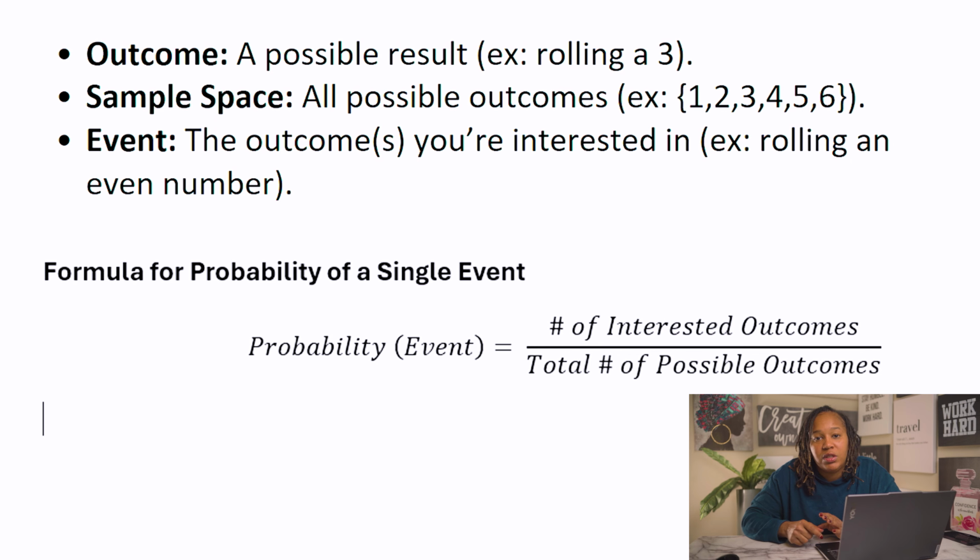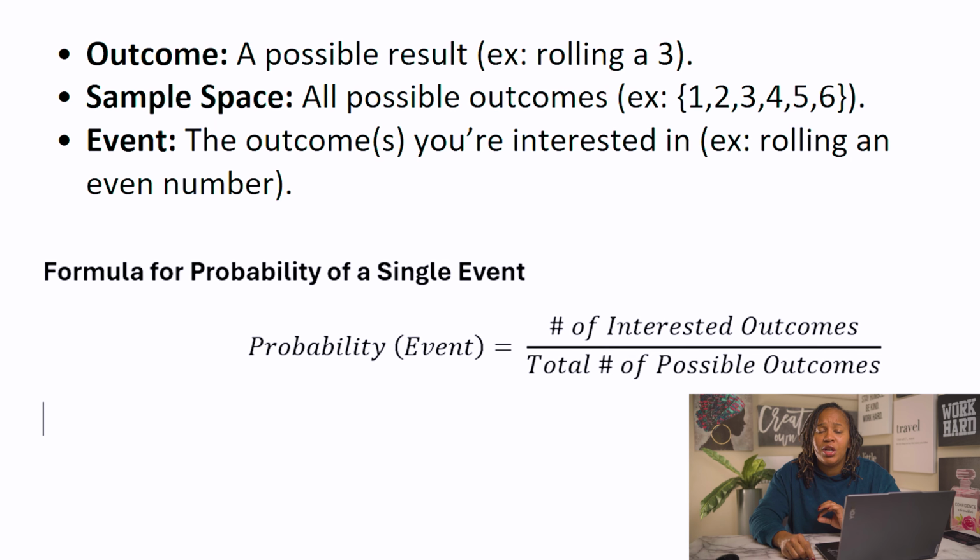Now, a sample space is where you list all of your possible outcomes. We usually list it inside of braces, and we separate the outcomes with commas. So with this dice, all of my possible outcomes, my sample space, will be the numbers 1, 2, 3, 4, 5, and 6. I have 6 possible outcomes, and that will be my sample space, okay?